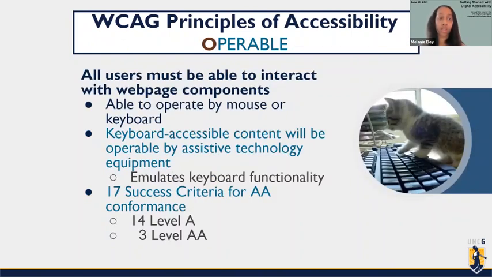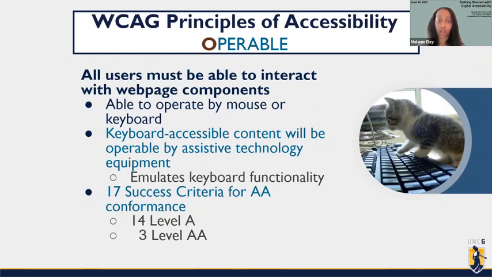Okay, so the second is operable. Going back to our acronym, the O in POUR stands for operable. Here the focus is on using and operating web elements. This would be being able to interact and use either a mouse or keyboard to activate links, buttons, check boxes, edit fields, and other form control fields. Those things need to be accessible either by mouse or by keyboard.